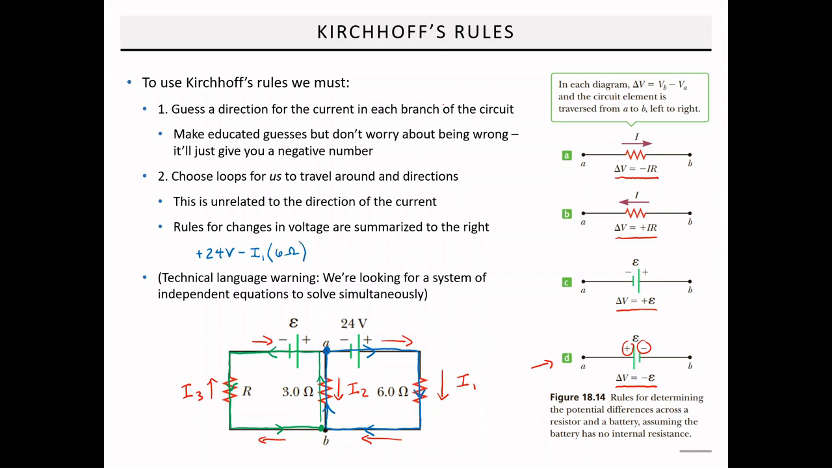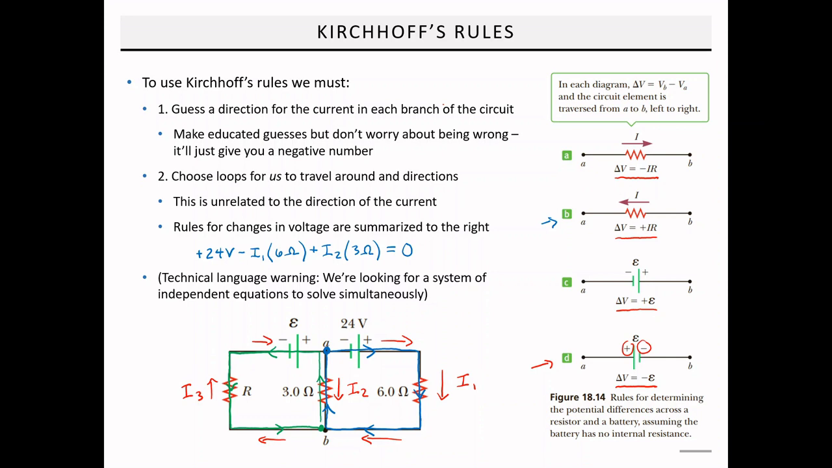I continue walking along the wire, nothing happens. Then I go up that middle branch and I walk across a resistor in the opposite direction that I've chosen the current. So according to example B, that means I should use plus I2 times R2, or 3 ohms in this case. After that, I get back to point A where I started, so that is going to be equal to 0. So applying the loop rule to the blue loop gives me one equation.